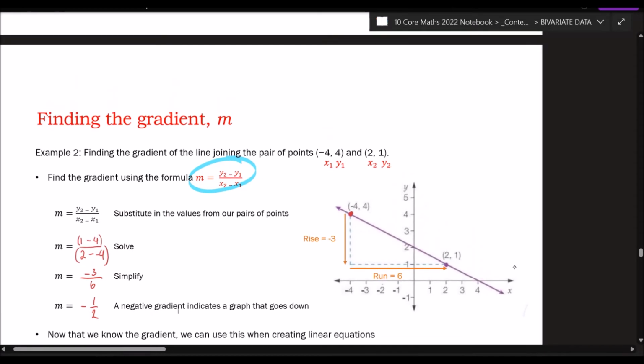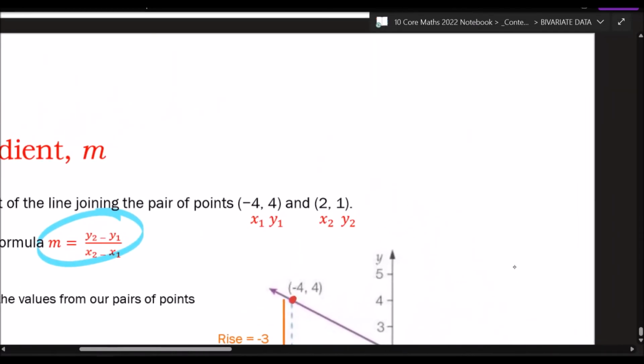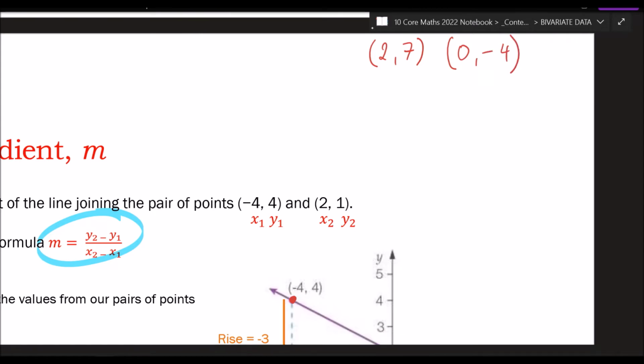Do you want to try another one? Maybe I'll give you another one. Let's do another easy one here. I'll give you 2 points. Let's go 2, 7. And then we'll go 0, -4, for example. I just made those up. I don't know if it's going to work. It should work.